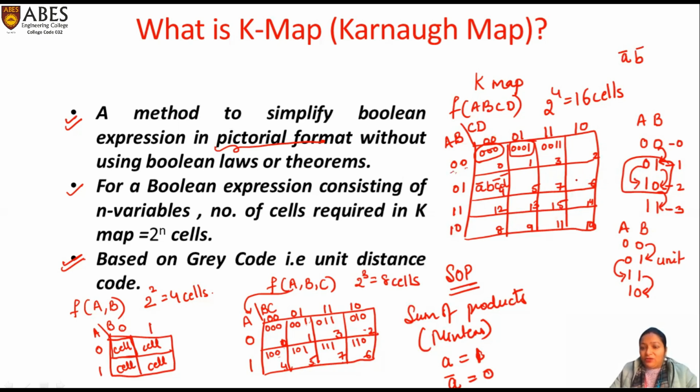Similarly, if we need to fill the value of this 0, 1, that is A bar, B, C and D bar. As you can see from here, we are filling the value. This is how we fill the min terms in the K-map. I hope this is clear to you all.